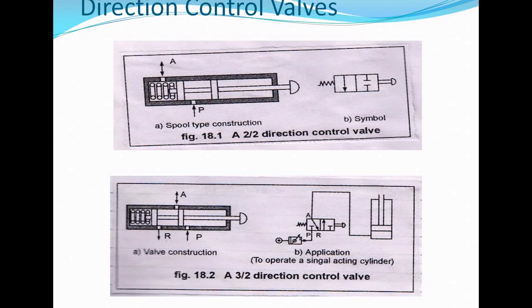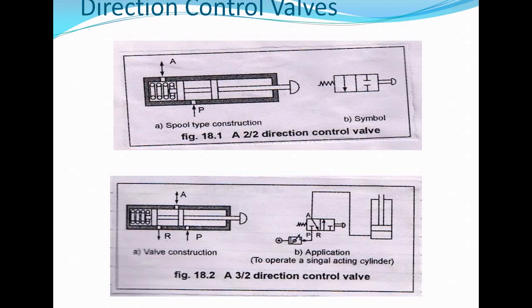Next is direction control valves. So we have seen that direction control valves are used to direct the flow of air to the different ports that is provided in the air actuator.